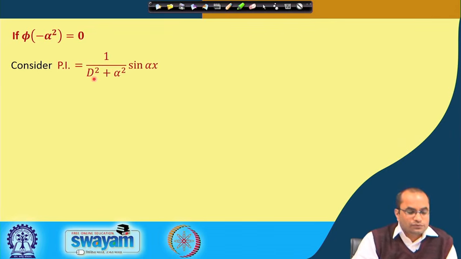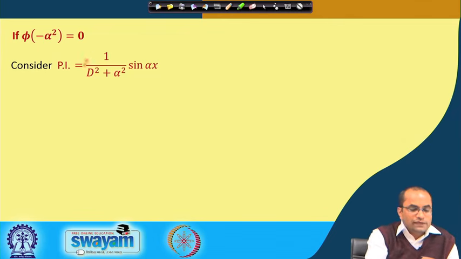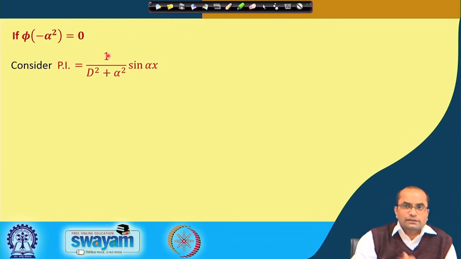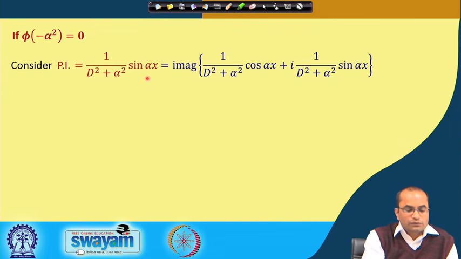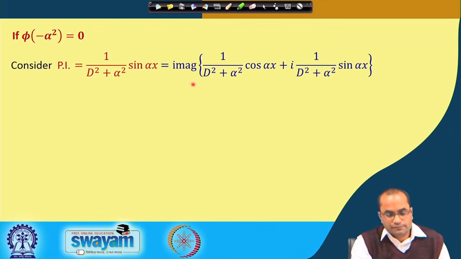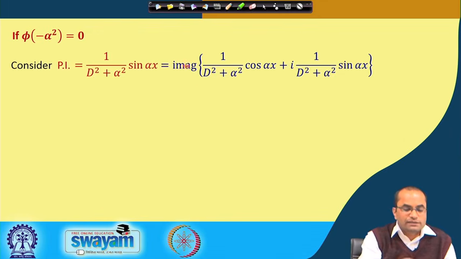So, this is not allowed to do, we are not allowed to perform this formula which was derived earlier, but we have to now rewrite this and see what finally we get. So, how do we rewrite this now? The sin alpha x, we will take as the imaginary part of this, 1 over d square plus alpha square, that is the operator.